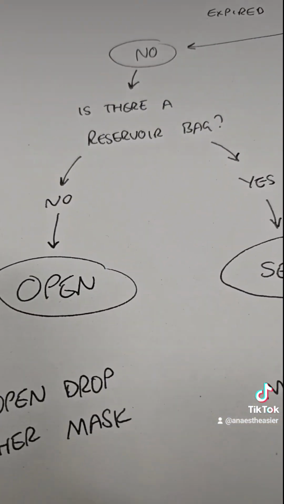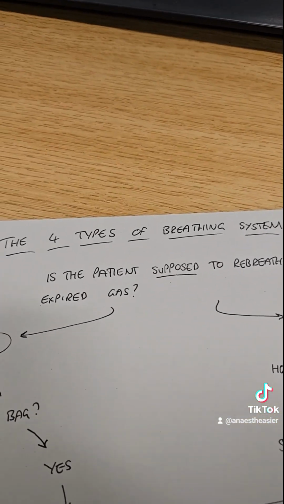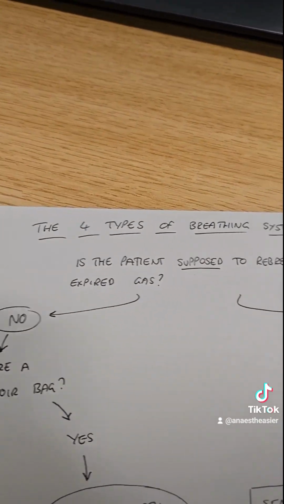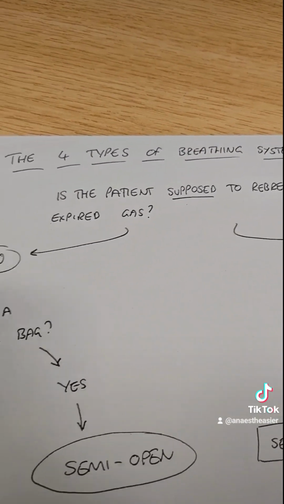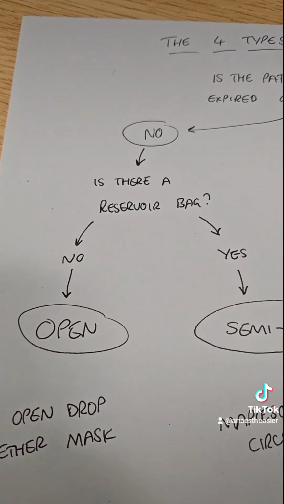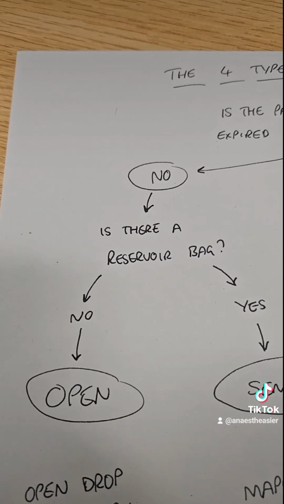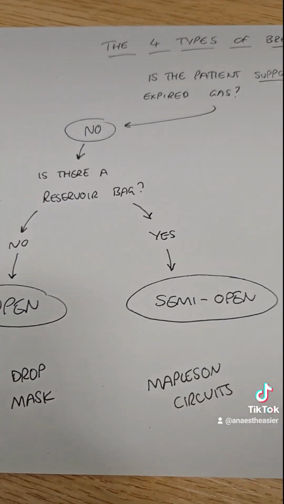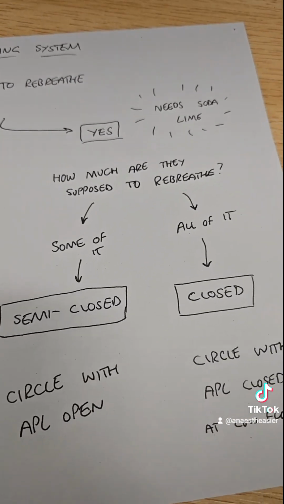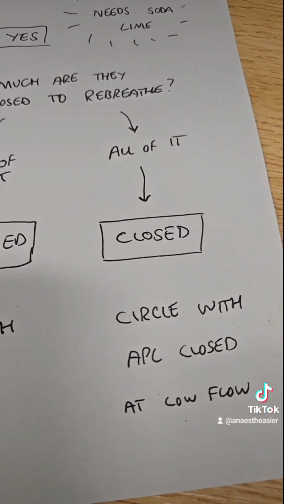So, open, semi-open, semi-closed, closed. First question is, are they supposed to rebreathe? Yes, some sort of closed system. No, some sort of open system. If they're not supposed to rebreathe, is there a reservoir bag? Yes, semi-open, Mapleson circuits. If there's not a reservoir bag and they're not supposed to be rebreathing gas, it's a fully open system. And if they are supposed to rebreathe, the question is how much. If it's some of it, it's semi-closed, and if it's all of it, it's a fully closed system.